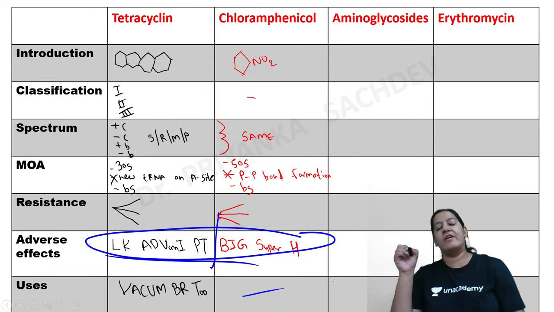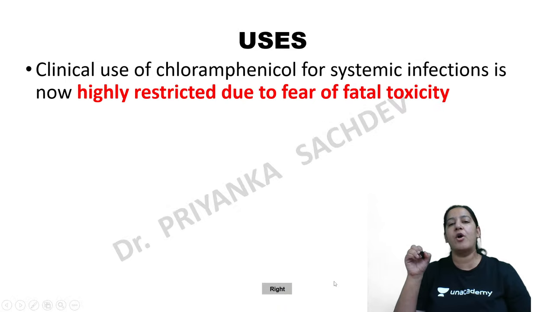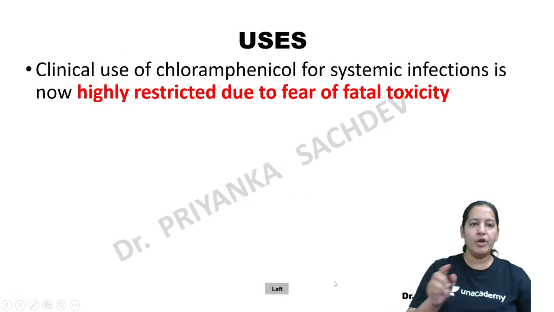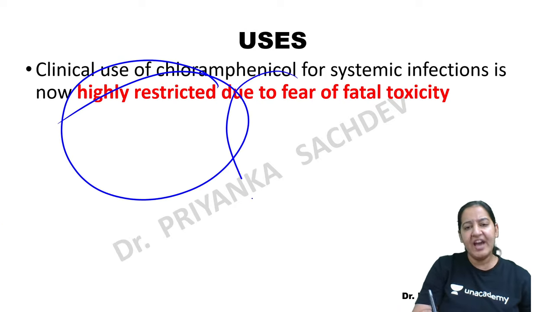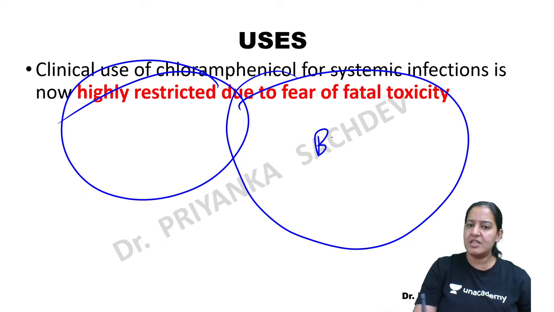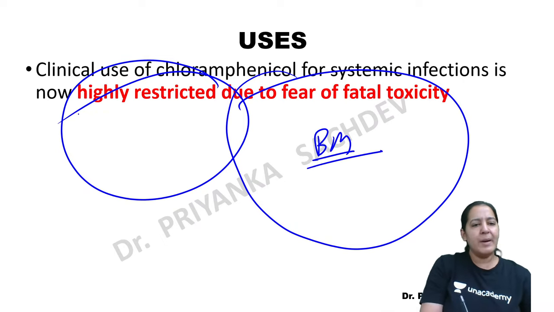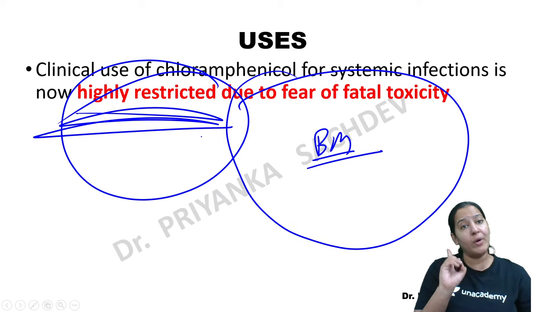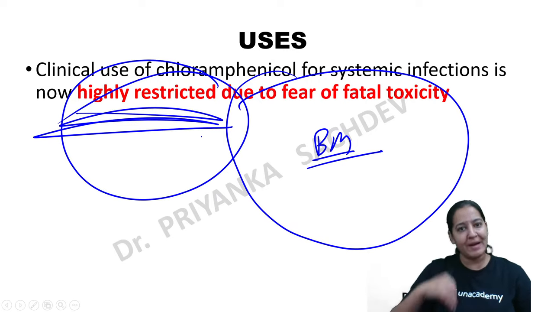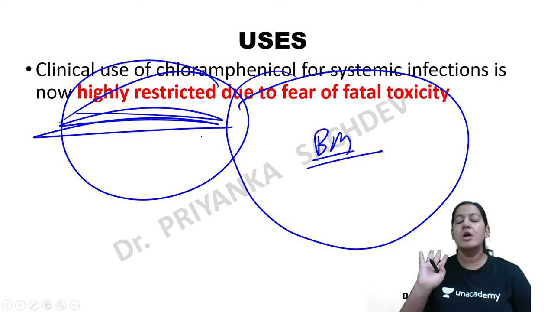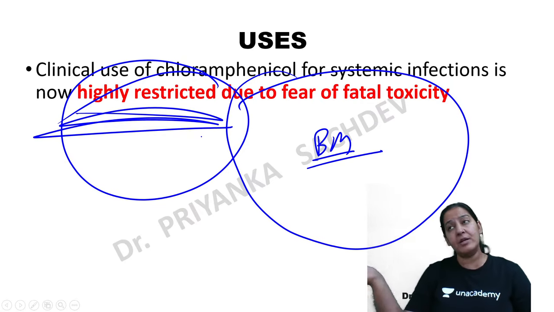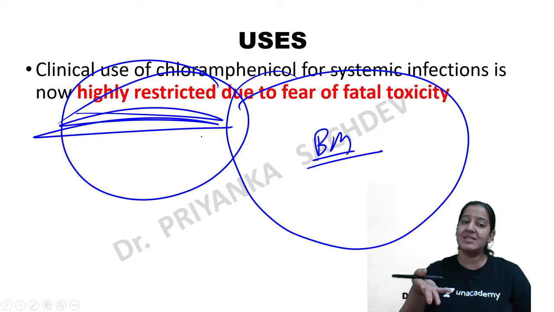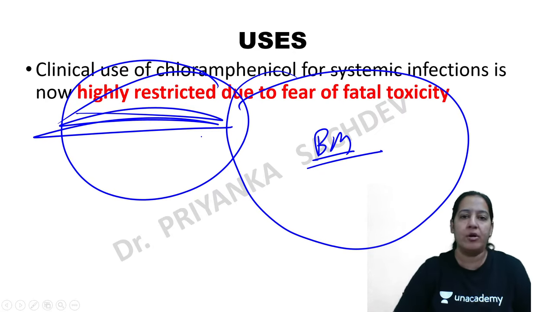Compare the uses. Okay, what is the mnemonic for uses of chloramphenicol? I'm having a mnemonic. As I told you, never use it. Its use is highly restricted because of the fear of toxicity. The main toxicity is bone marrow suppression. Right? That's why use is highly restricted. Zarurat ho, to hi do patient ko, otherwise mat do. Kuch aur better option available hai, to wo do, iske liye mat jao. So if some other better option is available for your patient, select that. If nothing is available, no other option is there, then select chloramphenicol.